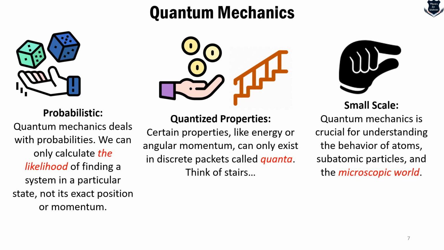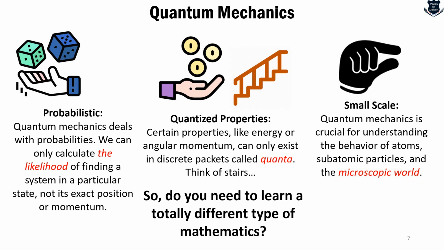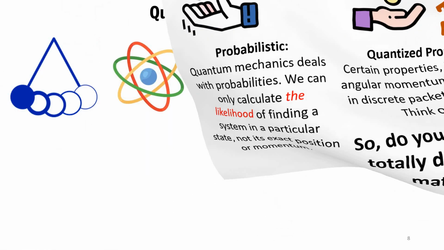So automatically you might ask a question: do you need to learn a totally different kind of mathematics, because this deals with something very quantized and very small and very probabilistic? So do you need to learn a totally different type of mathematics? And the good news is no, you don't need to learn a totally different mathematics. Let me justify this point in the next part of the video.